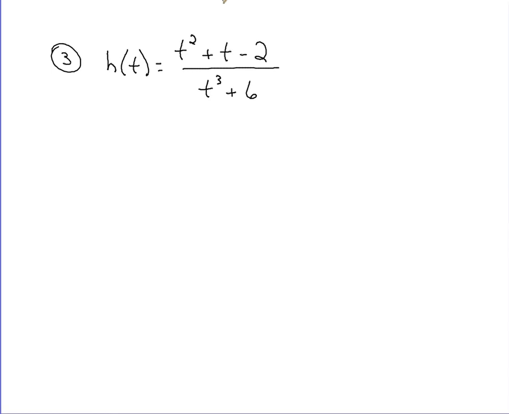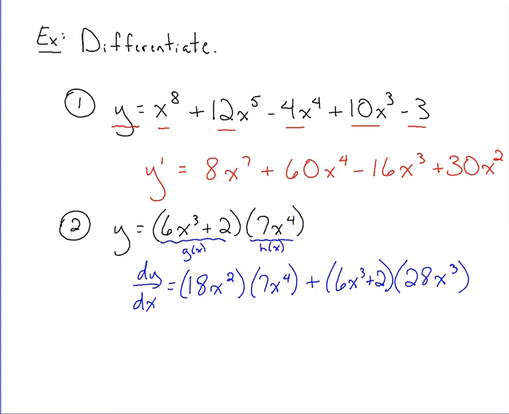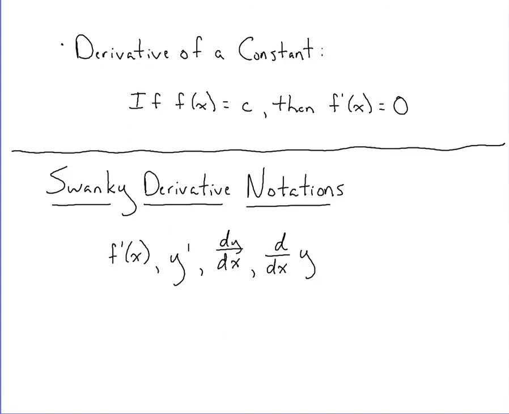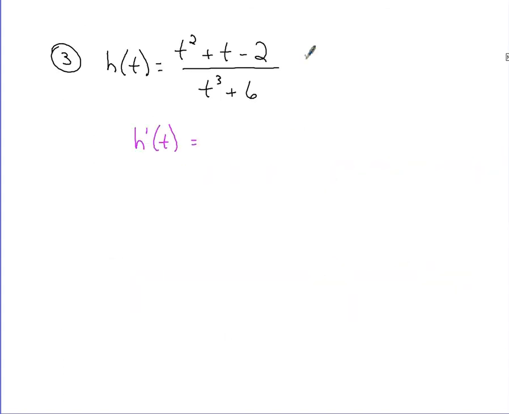Okay, so we've got a rational function. That means we've got a quotient rule we're going to apply. Since this is defined as h of t, I'm going to write h prime of t. Can't do y prime, can't do dy dx. h prime of t is going to equal, if I apply my quotient rule, now let's go back to the rules again. For the quotient rule, you've got your g of x over your h of x. So we're going to follow this form right here. If you want to label, g of x would be up here, h of x would be down here.